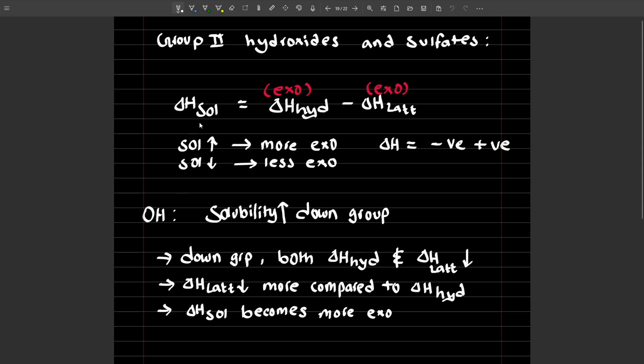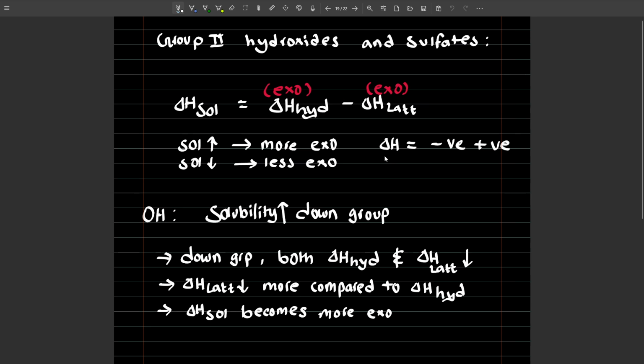Now let's look back at this equation. This value of hydration is exothermic, that means it has a negative value. And same with this value, this lattice energy has an exothermic value, that means it has a negative value. However, this negative sign is going to make it a positive value.